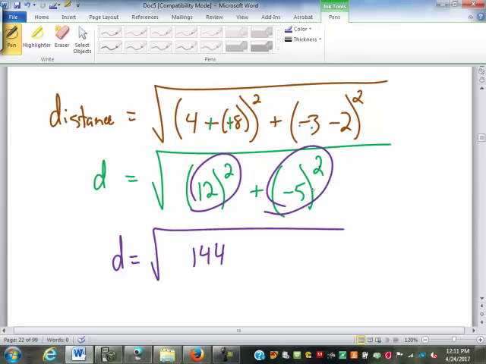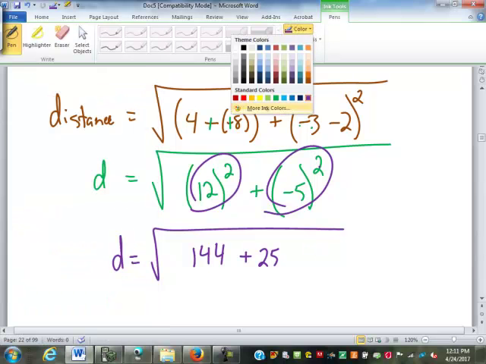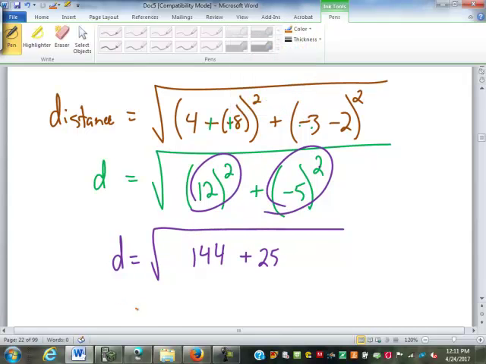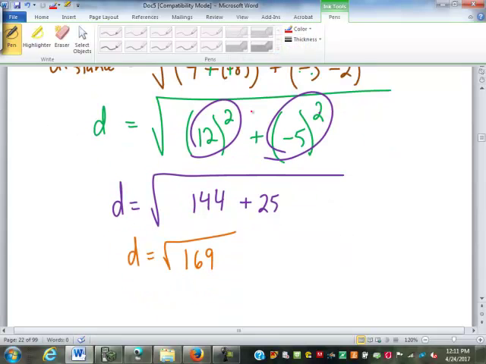Now, this is where you be careful on your calculator again. When you square a number, it's always positive. Remember, when you enter your calculator, you must put it in parentheses to get the 25. If you just do negative 5 and squared, it might try to tell you it's negative 25 like that. We know that's not true. So then we go ahead and we add those together. 144 plus 25 is 169. And we take the square root. D is 13. So those points are 13 units apart.